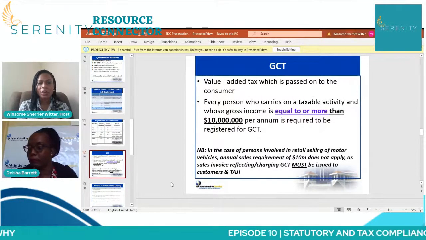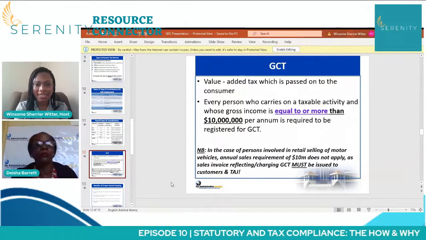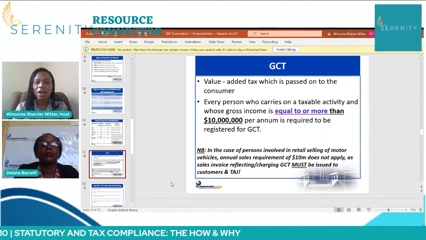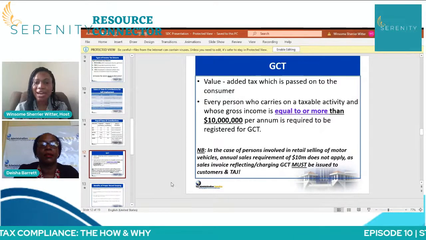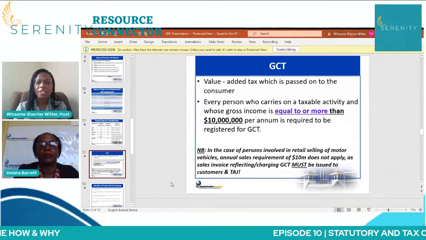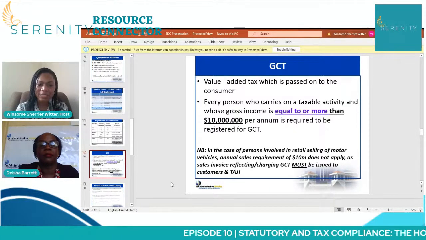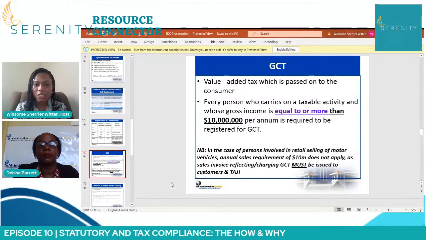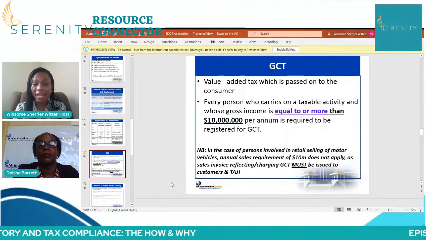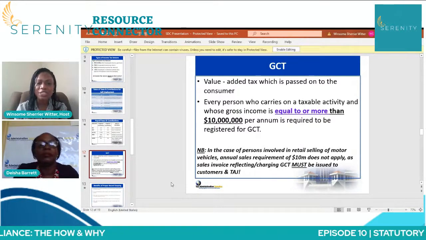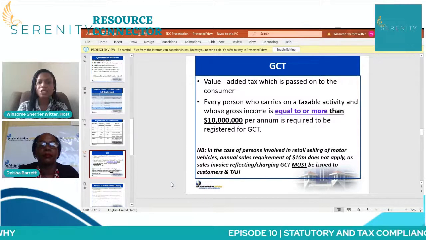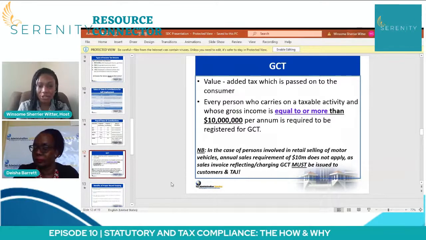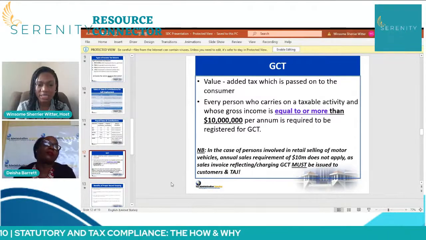right? We look at GCT, the general consumption tax. This is a value added tax which is based on the passed on to the consumer. So every person who carries on a taxable activity and whose gross income, that's before your deductions, is equal to or more than $10 million per annum, that's per year, is required to be registered for GCT. So once you start earning that 10 million per year, you're required to register for GCT.